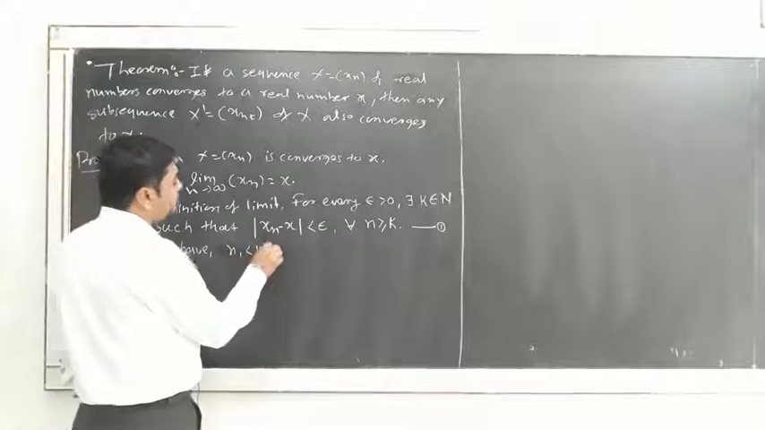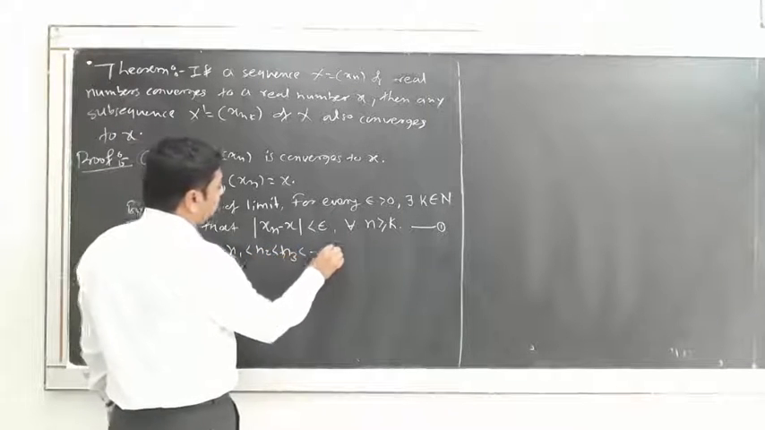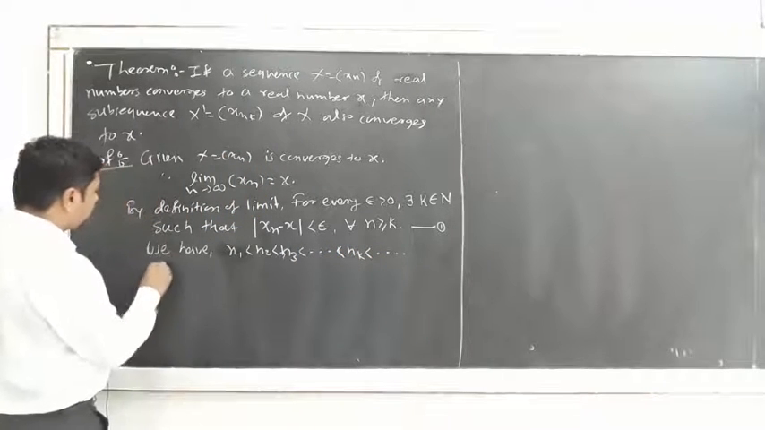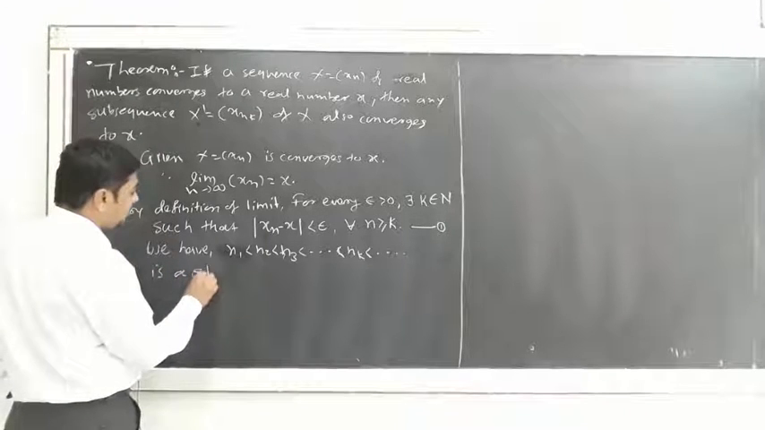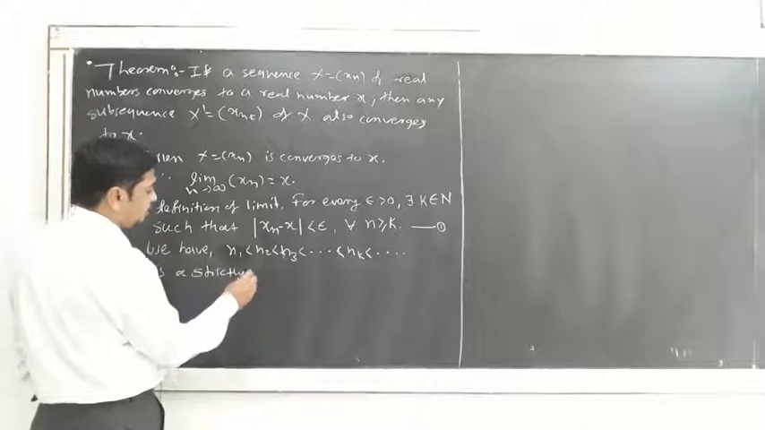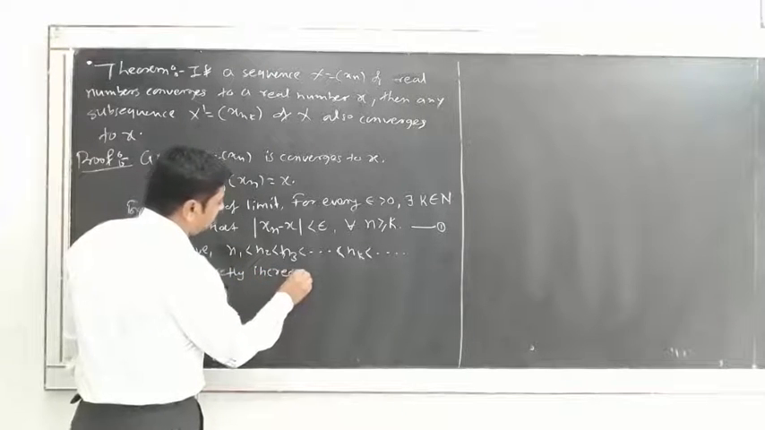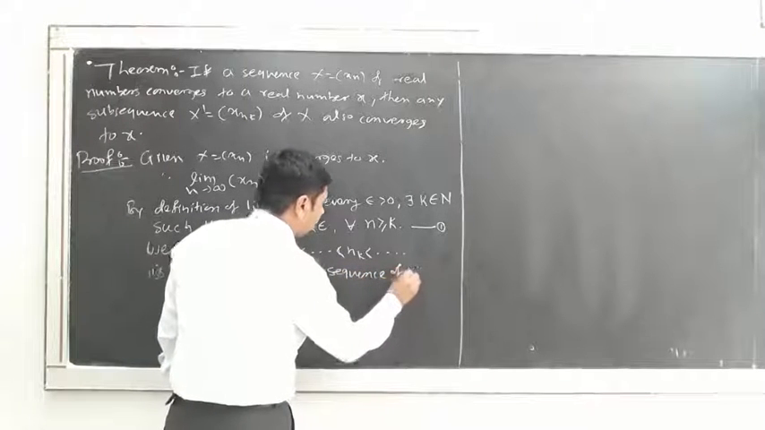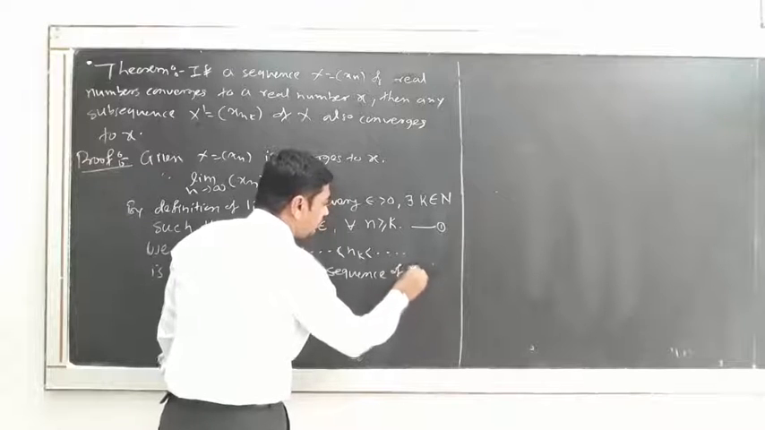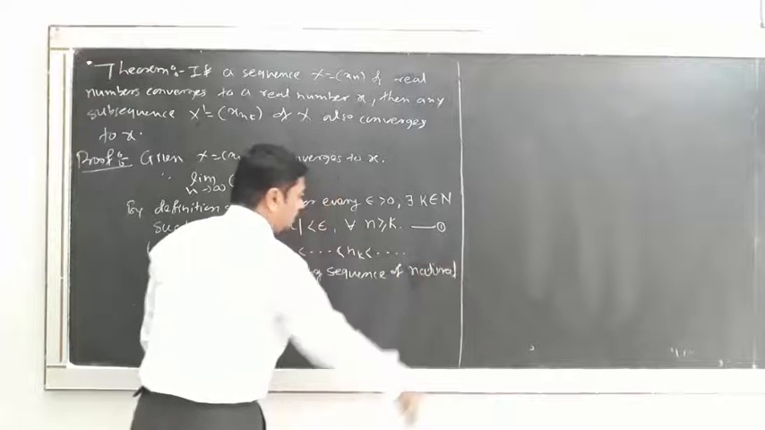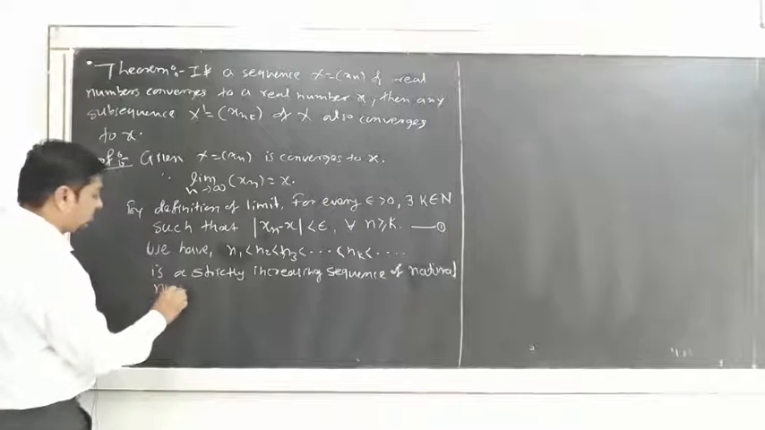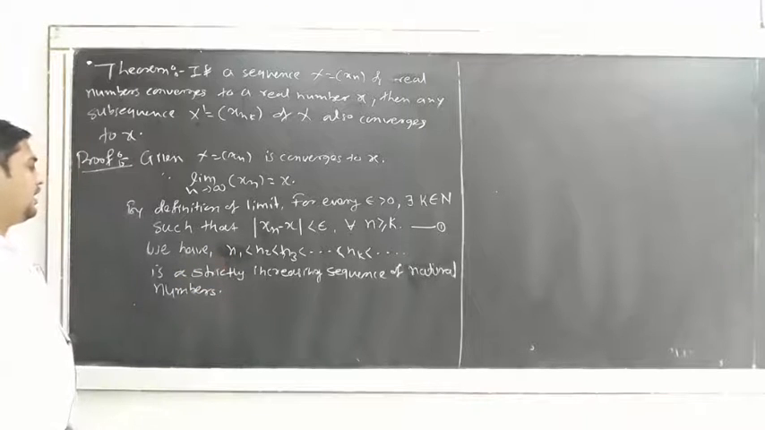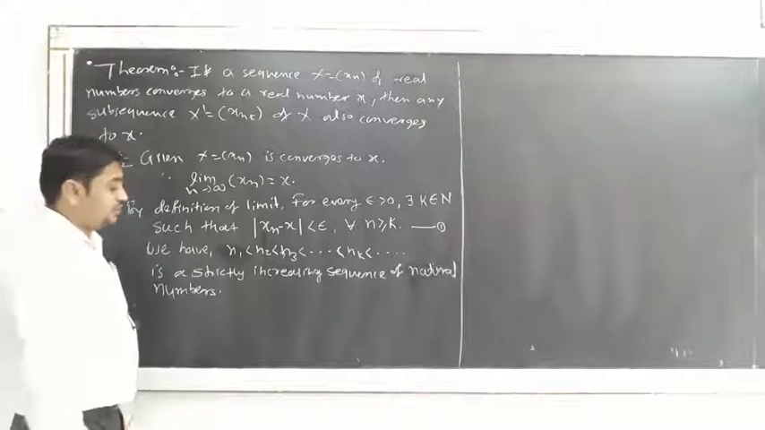n1 is less than n2 is less than n3 and so on, nk is less than and so on, is a strictly increasing sequence of natural numbers. Which numbers are these? Natural numbers. This is a strictly increasing sequence of natural numbers.